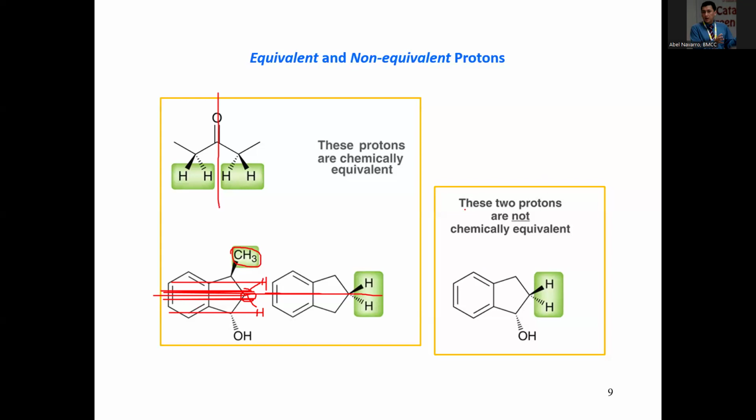Here, see, these protons are not chemically equivalent. Why? Because they are diastereotopic. They are a CH2, and then there is a chiral center. That's my chiral center right here. So that makes it different. Oh, that means that these CH2s are also non-equivalent? Yes, that's correct. They are also non-equivalent.